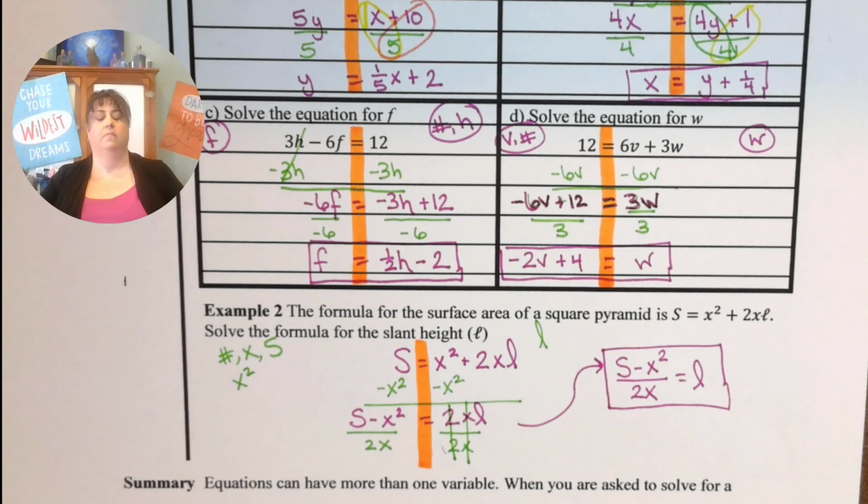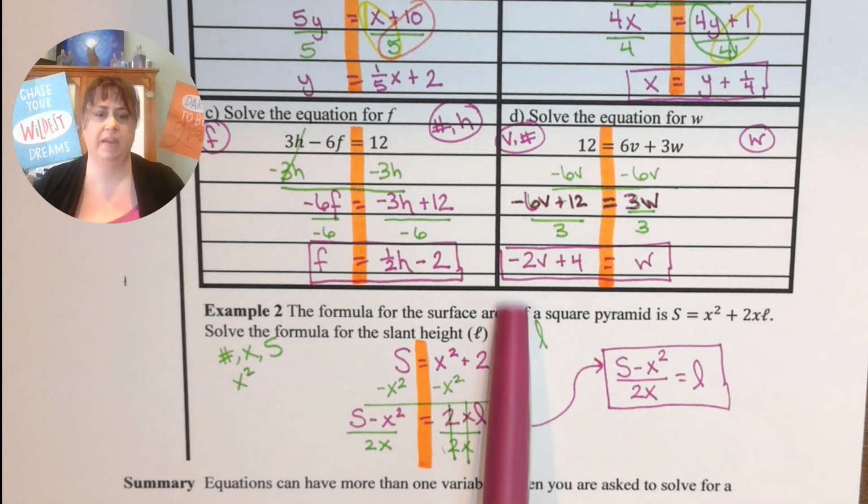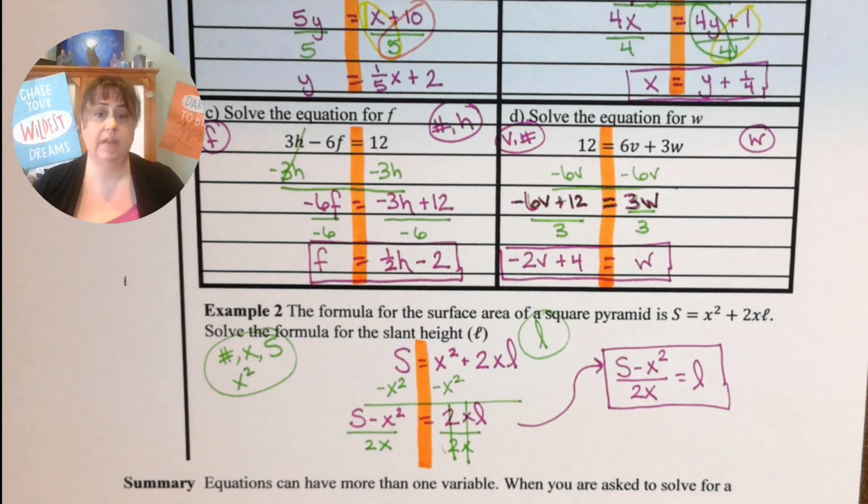I'm done. So sometimes you're going to finish a problem and you're going to be like, wow, I'm already done. How'd that happen? Stop. Ask yourself, what was I trying to get by itself? And if you're there, stop. So you're going to always want to go back and make sure you go, okay, well, what was I trying to get by itself? I was trying to get L by itself. And once you're there, stop.